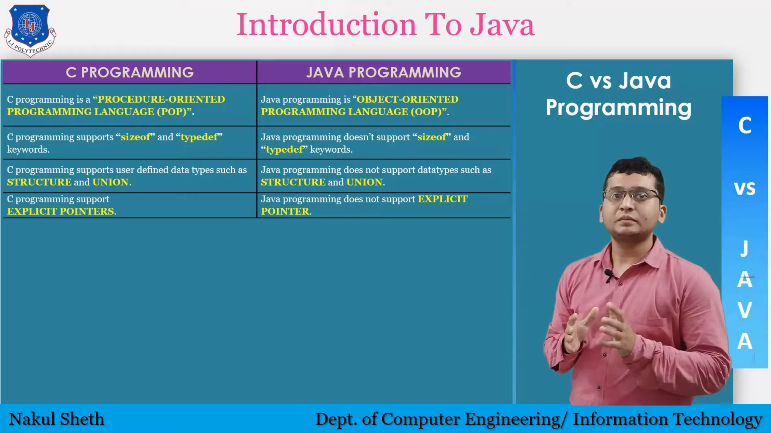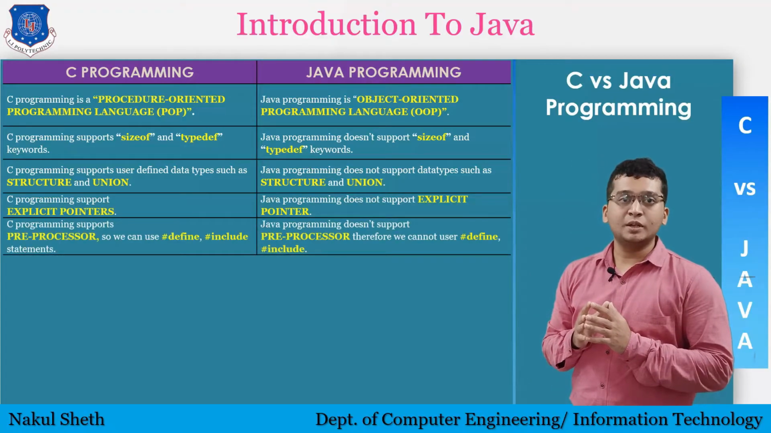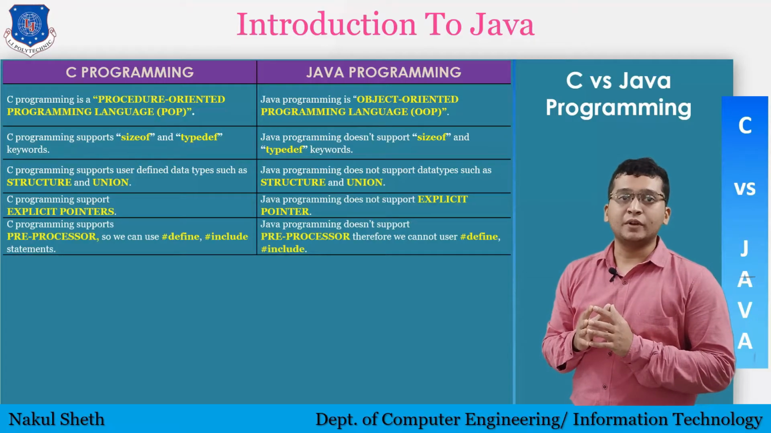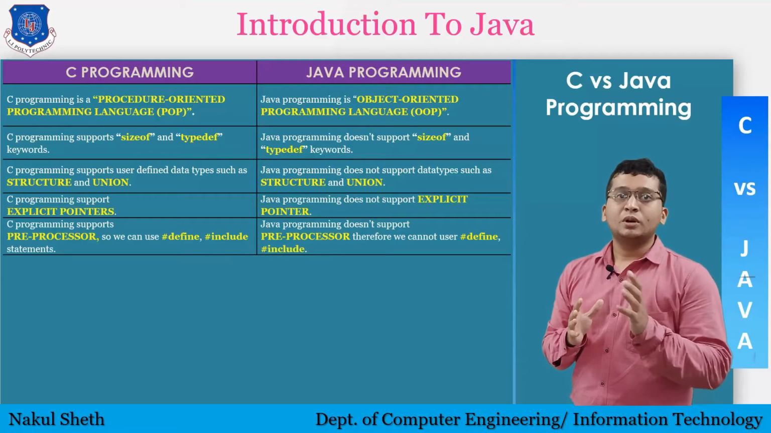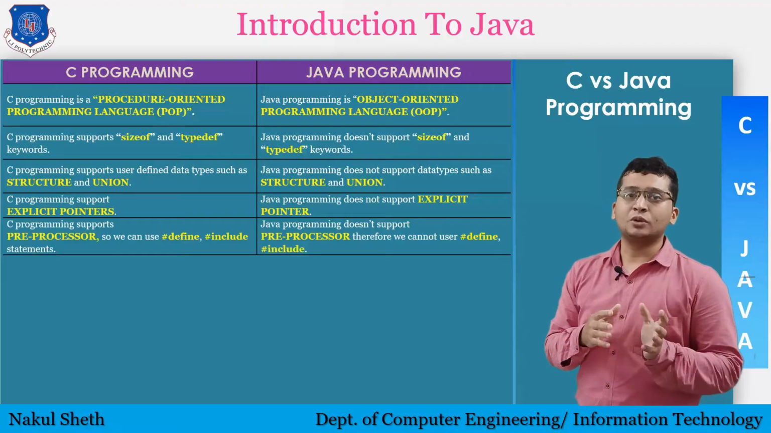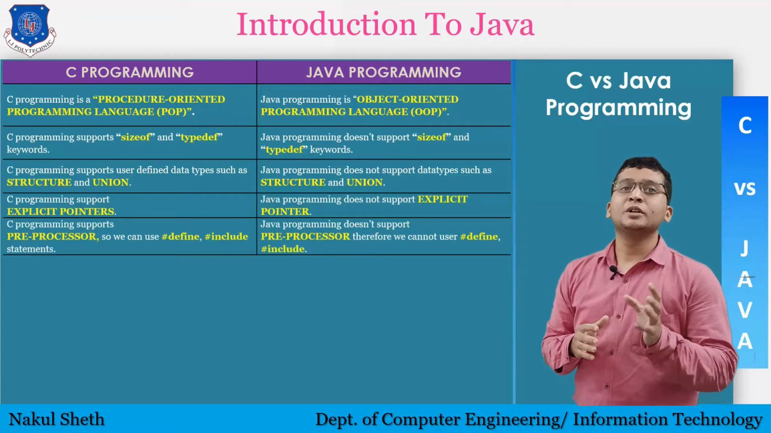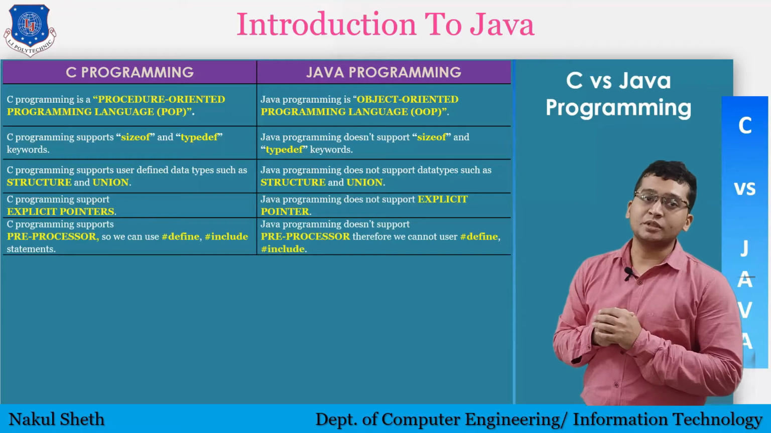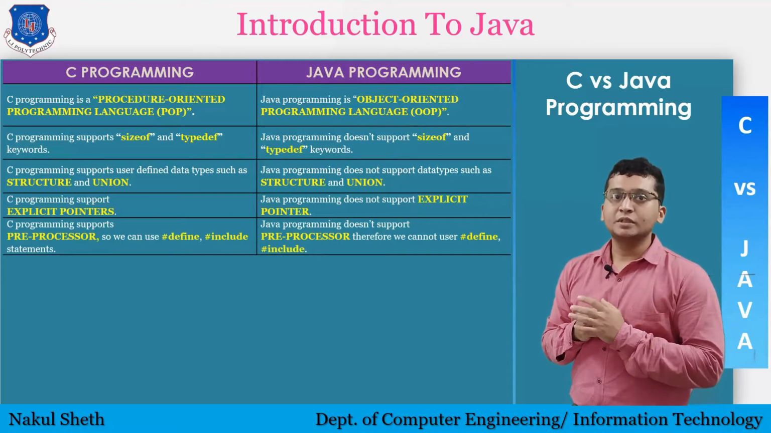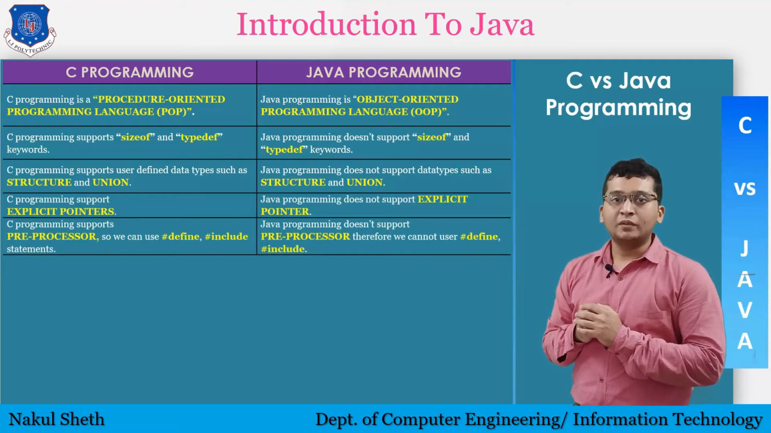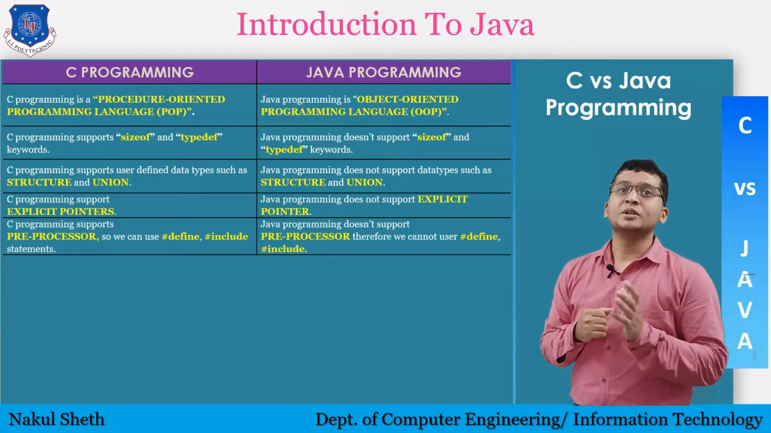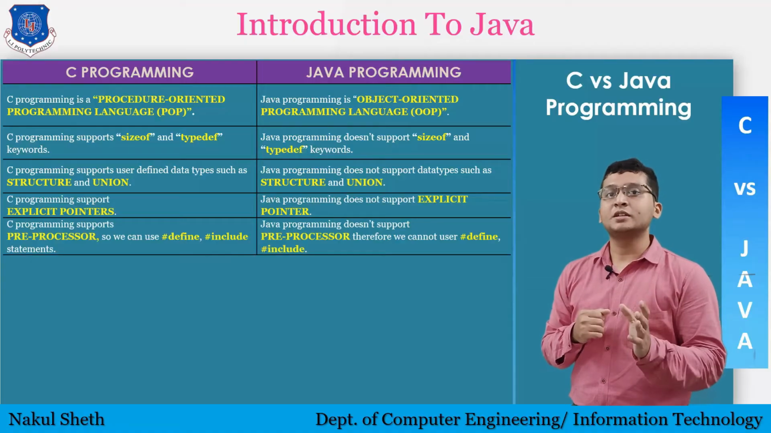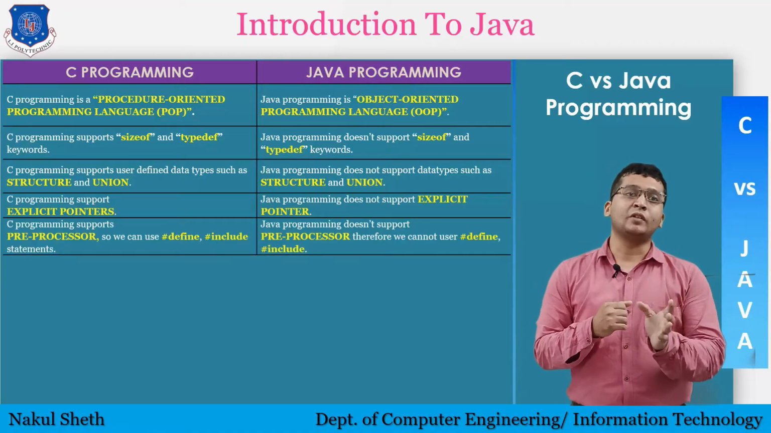The next difference is if we want to use header files in C programming, we can use the #include statement, and another statement is #define, which is used to declare a constant variable in a C program. All these statements, which include #include or #define, are possible because C programming supports a preprocessor. So due to the support of a preprocessor, C language supports #define and #include, but Java doesn't support a preprocessor. So we cannot use #define or #include in our Java program.